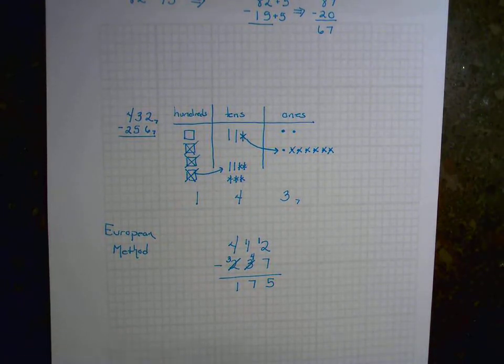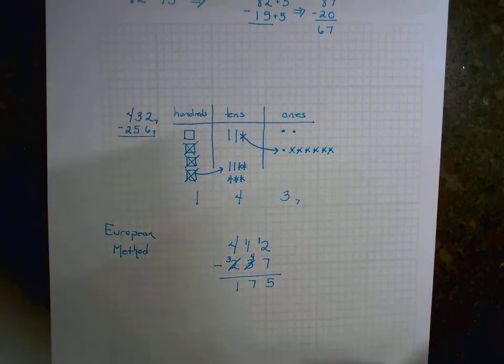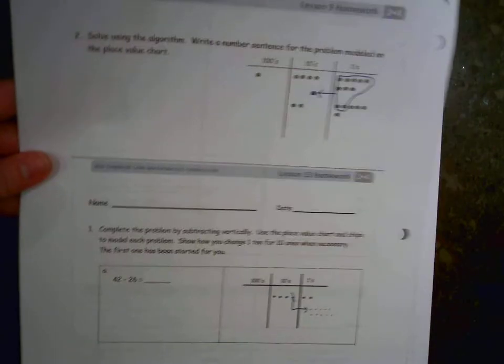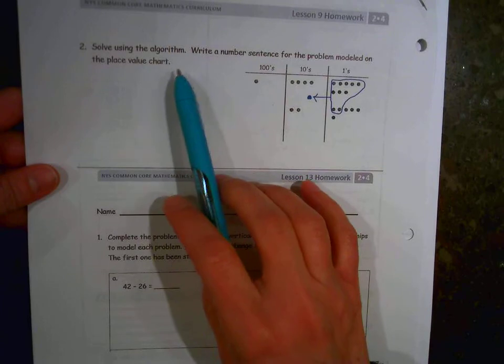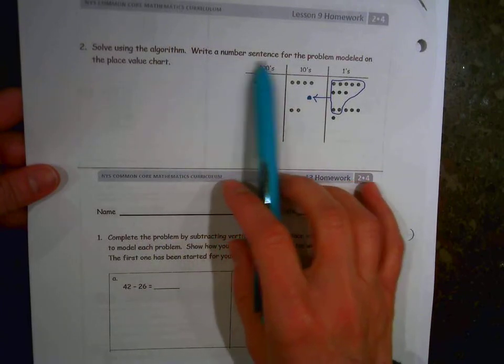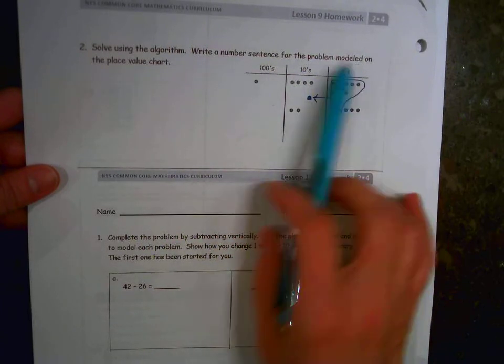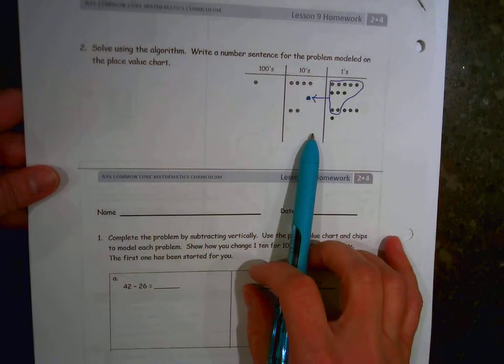So let's pull out our notes. Oh, before that, I wanted to show you these. I was looking on Engage New York, and I found some of the stuff in 2nd grade. I was like, what? These are good stuff. So it says, solve using the algorithm. However, it says, write a number sentence for the problem modeled on the place value chart.